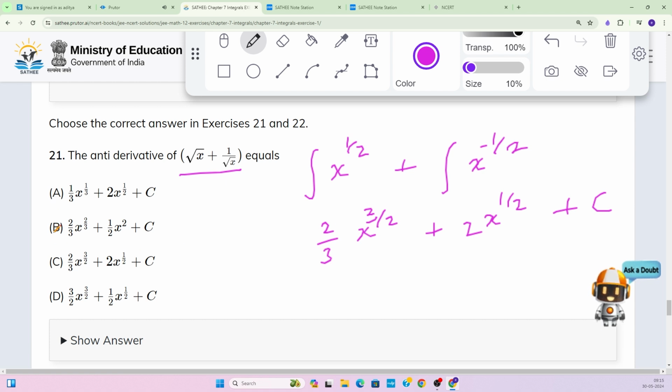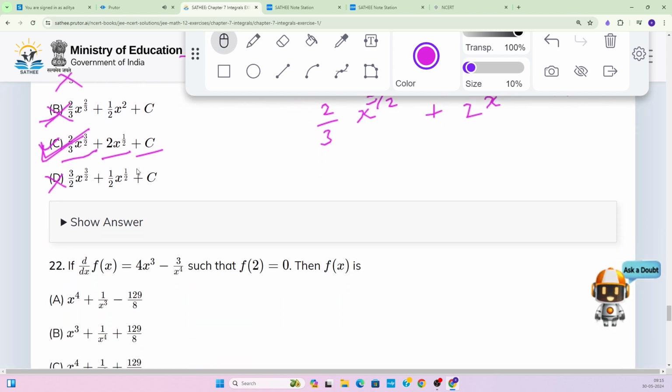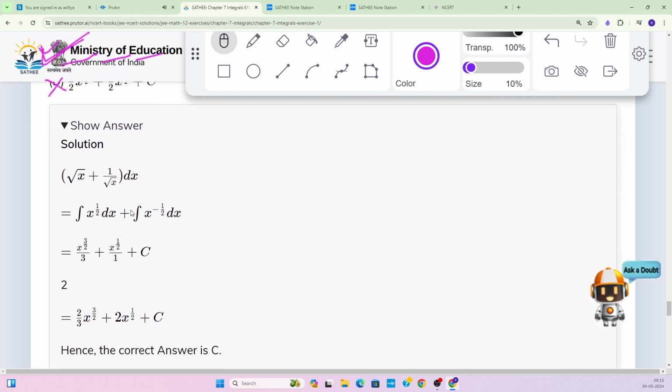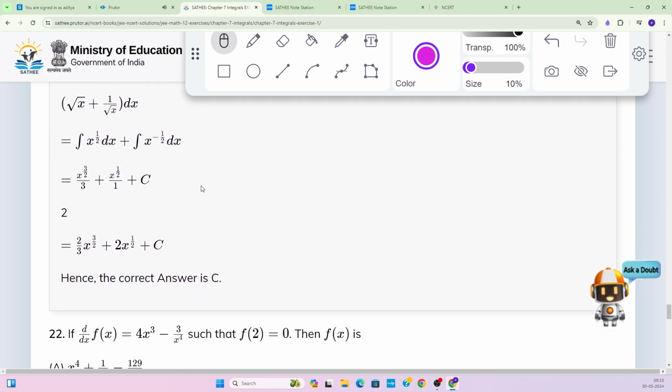So 2 by 3, you are having 2 by 3 in this option and in this option. So now x power 3 by 2, you are having x power 3 by 2 here. Now plus 2x half plus some constant, this will be your correct answer, answer number C. Okay, clear? I hope it is clear to you. So option C will be your correct, option C. Clear? We just use what? The result of integration, okay, basic results.